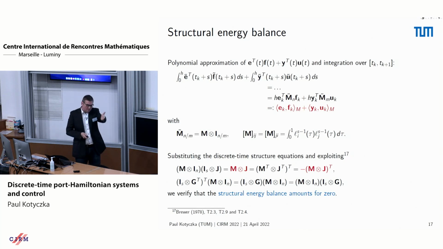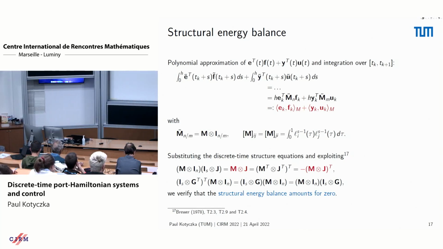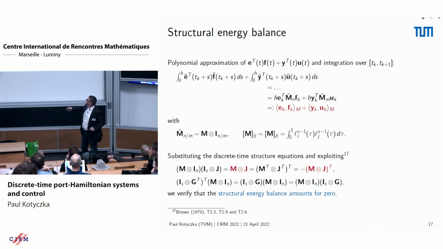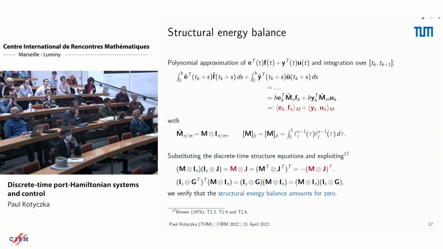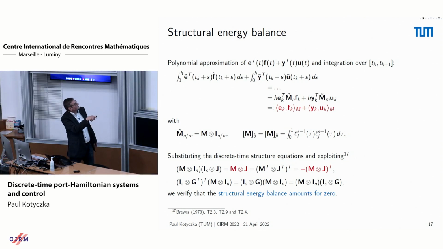Okay, and then what I told you, from this pointwise power balance, we go now to an energy balance per sampling interval. We take the polynomial approximations, integrate this power over the sampling interval, substitute, and we get something like energy products in terms of the discrete power variables, where M denotes some kernel or some matrix which is made up of the integrals of those L's. And the nice thing is if we substitute the structure equations from the last slide, after exploiting some calculation rules, it turns out that this thing again is 0.